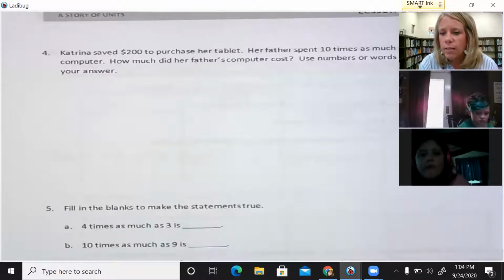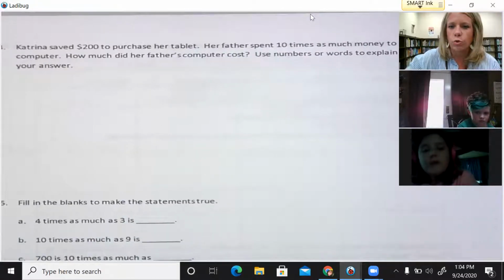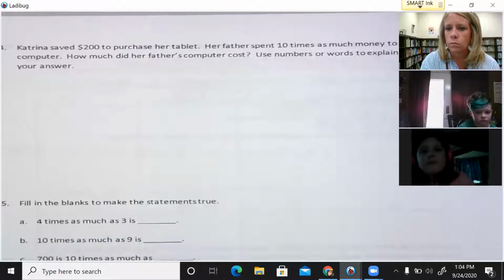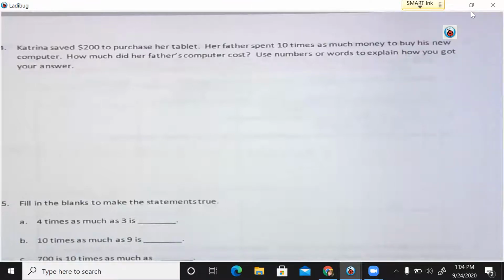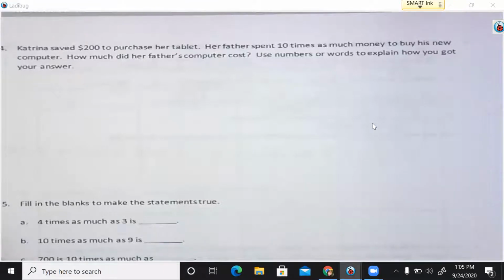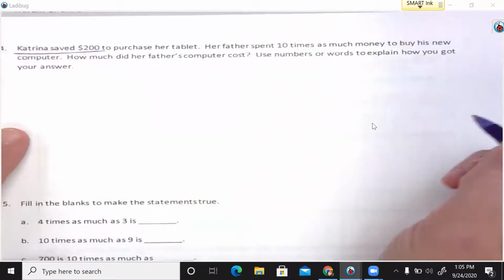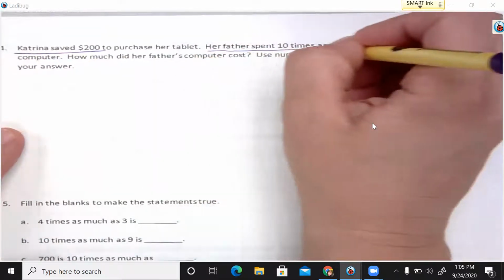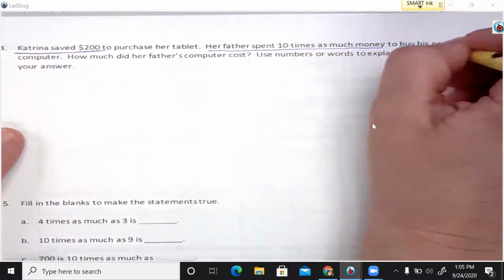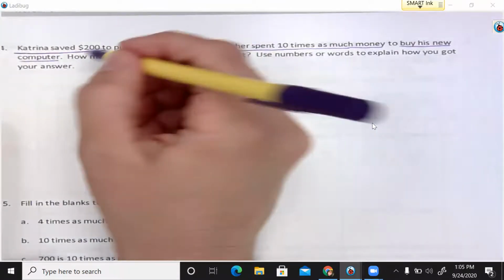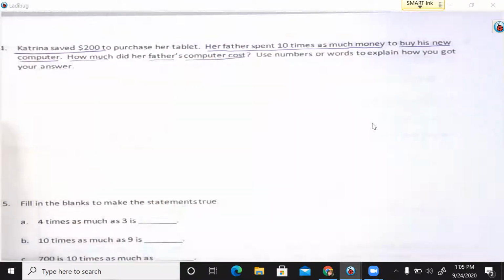Okay, so number 4. Let's have Olivia read number 4 for us, please, about Katrina. Katrina saved $200 to purchase her tablet. Her father spent 10 times as much money to buy his new computer. How much did her father's computer cost? Use numbers or words to explain how you got your answer. So the first thing that we're going to do is underline what's important here. It's important to know that Katrina saved $200. Her father spent 10 times as much money to buy his computer. We need to figure out how much father's computer cost.